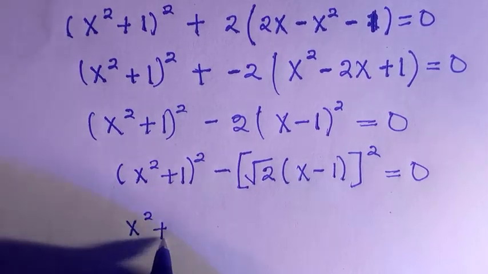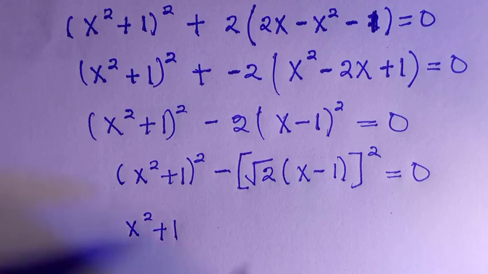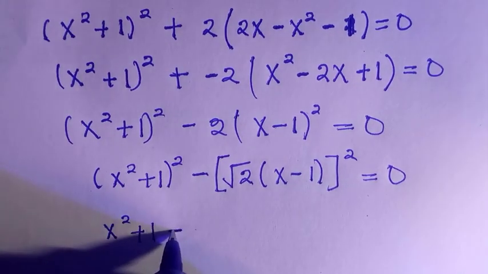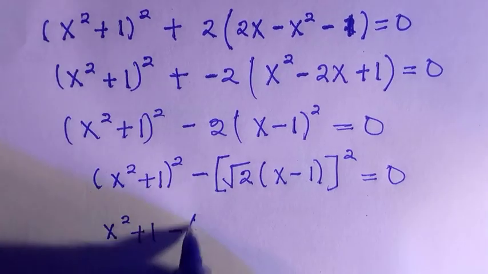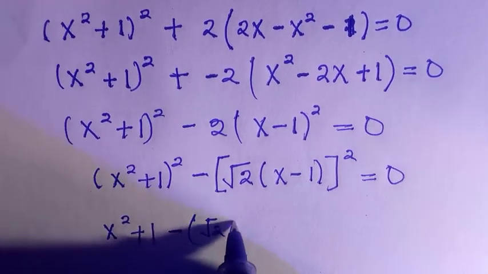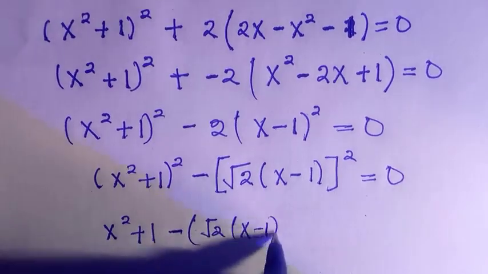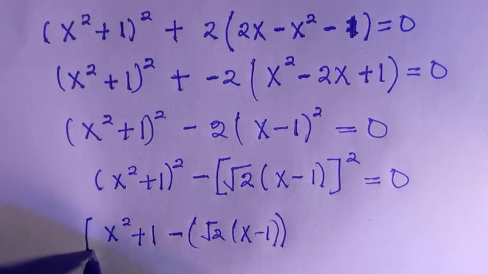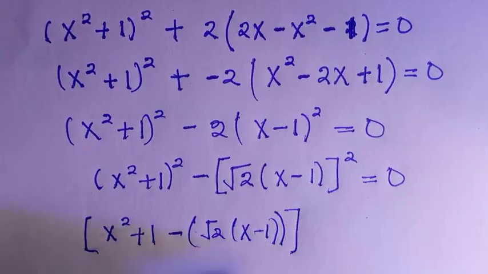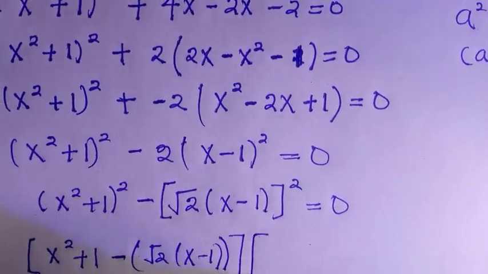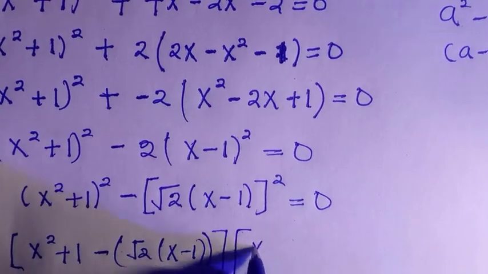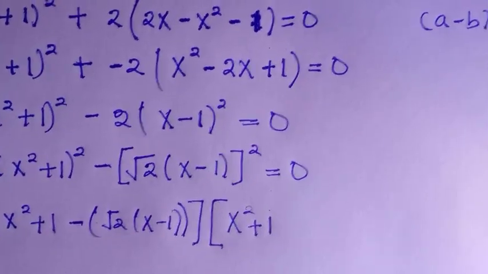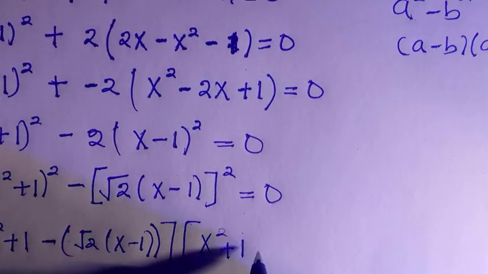Then we have x squared plus 1, by applying the negative first. So we are going to have negative bracket root 2 bracket x minus 1, and we bracket everything. And for the second one, we have root 2 bracket of x raised to power of 2 plus 1. Then we are going for positive this time around.